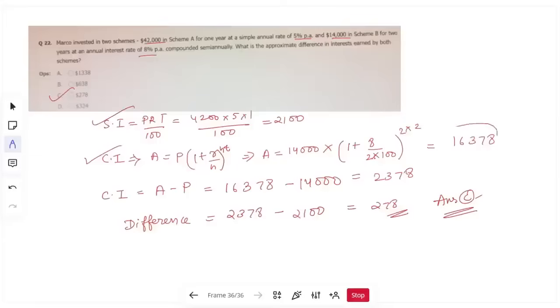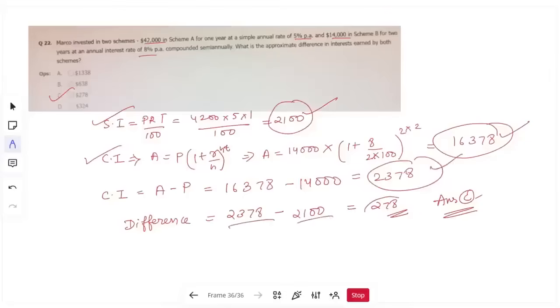Finally, when you solve it, you will get the value as 16378, and for compound interest you will get the value as this one, and for simple interest you will get the value as this one. Okay, so see, this is the amount value. Based on this amount value, you will find the final compound interest, which is 2378. You will subtract both the values, you will get the final answer as 278. Okay, so in this way you have to solve this question, that is the difference between both the amounts, that is 278.